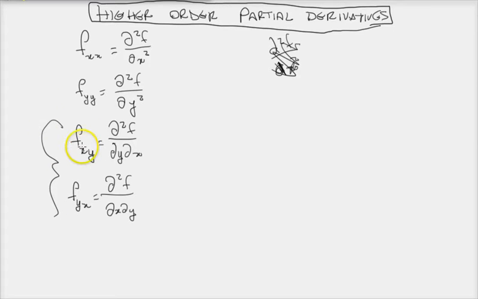And what they mean, so we have x, and what you might notice is in the subscript right here, the x and the y are in a different order than in the denominator here with the del notation. And so what these mean is, this one first, it means that if we have the partial derivative of f with respect to x, we take the partial derivative of that, but we take it with respect to y.